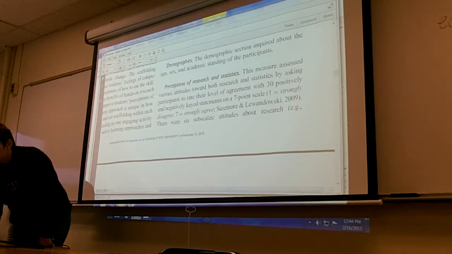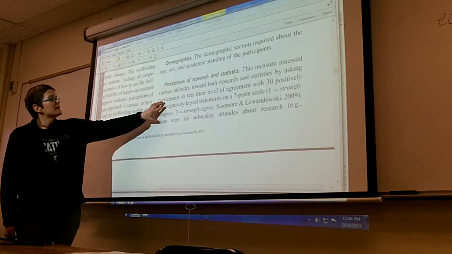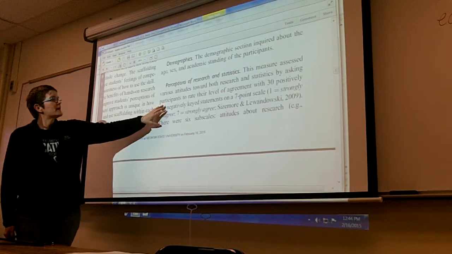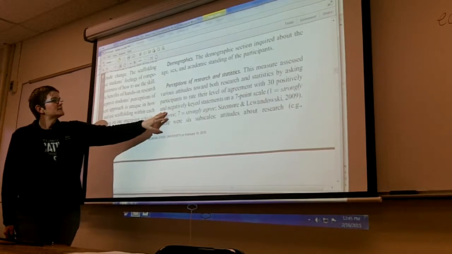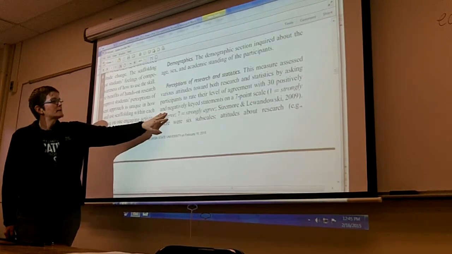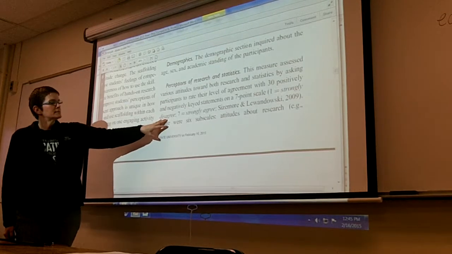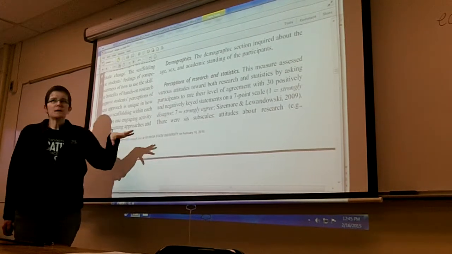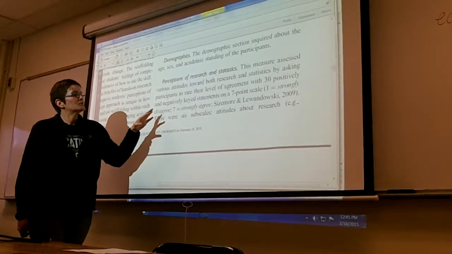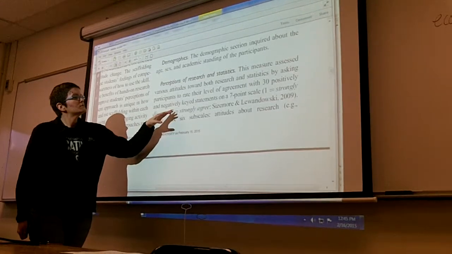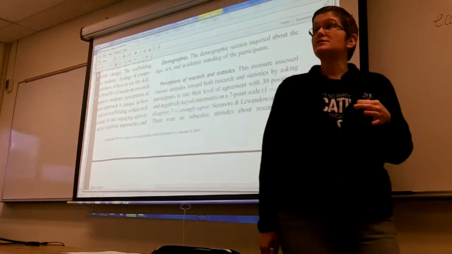Okay, so they say that perceptions of research and statistics: this measure assesses various attitudes towards both research methods and statistics by asking participants to rate their level of agreement with 30 positively and negatively keyed statements on a 7-point scale, from 1 equals strongly disagree to 7 equals strongly agree. There's a couple things here that jump out at me. First, they talk about there are 30 statements. So they're asking 30 questions.